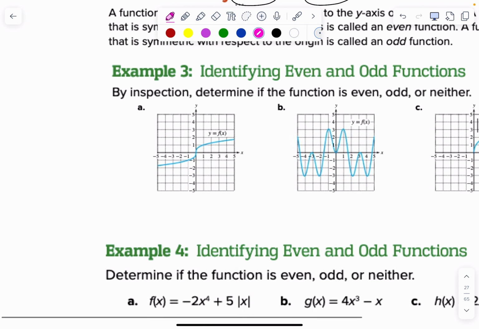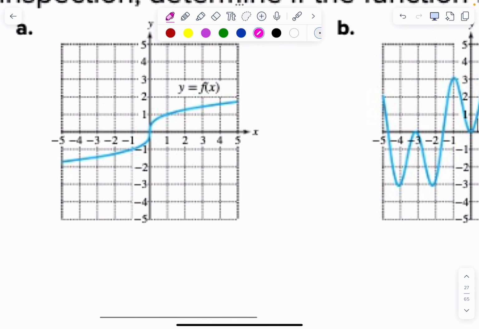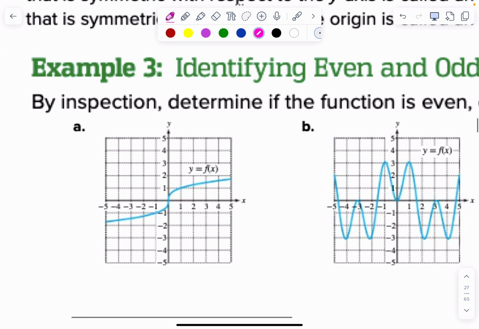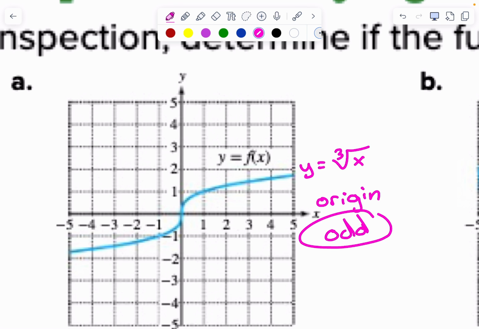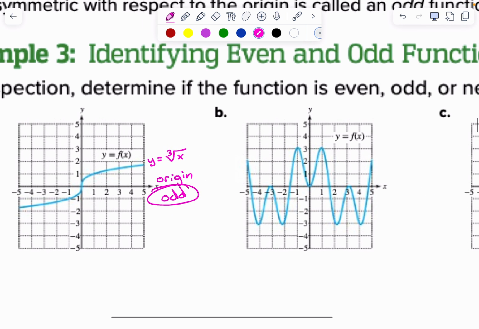Okay. Number 3, A. Determine whether this has x-axis, y-axis, or origin symmetry, or is even or odd. Let's do x-axis, y-axis, origin first, okay? Do we know what this function is called, by the way? This is the cubic root of x, because he goes that way and the other way. Does he have x-axis, y-axis, or origin symmetry? Origin, which means he is odd. That's what they wanted. Odd function. Got it?